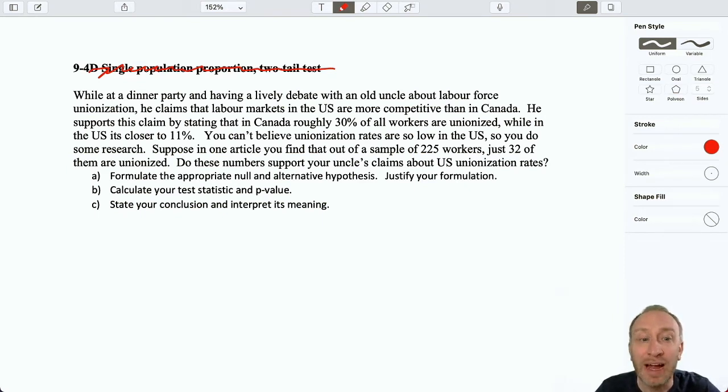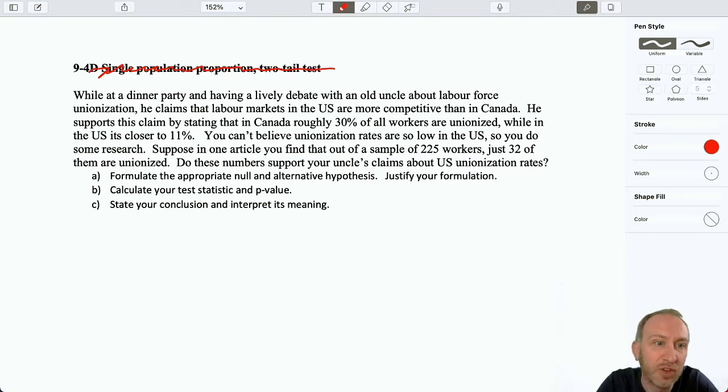So while at a dinner party having a lively debate with an old uncle about labor force unionization, he claims the labor markets in the US are more competitive than in Canada. He supports this claim by saying that in Canada, roughly 30% of all workers are unionized, while in the US it's closer to 11%. You can't believe the unionization rates are so low in the US. So we do a little research and we find an article that points out that of a sample of 225 workers, just 32 of them are unionized. Do these numbers support your uncle's claims about US unionization rates?